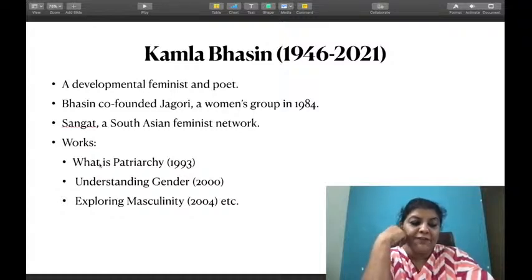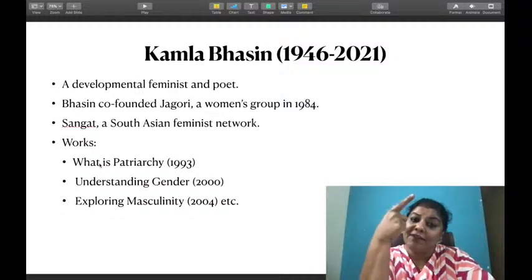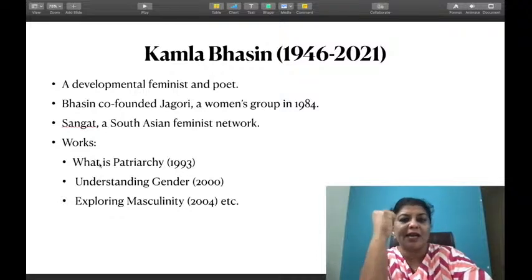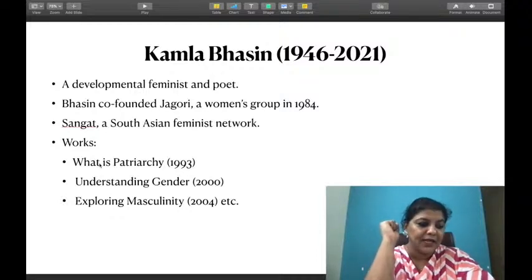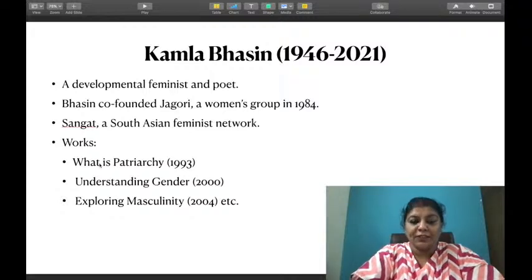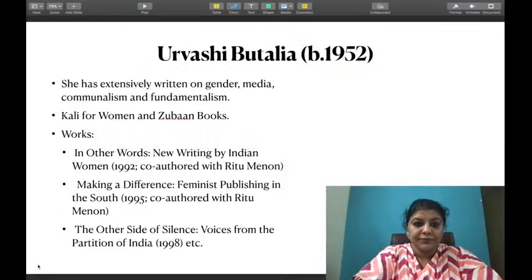She has effectively transcended the borders of class, caste, etc. And very famously, she gave the slogan Azadi for women. Kamla Bhasin gave the slogan Azadi for women. You must have heard of that.